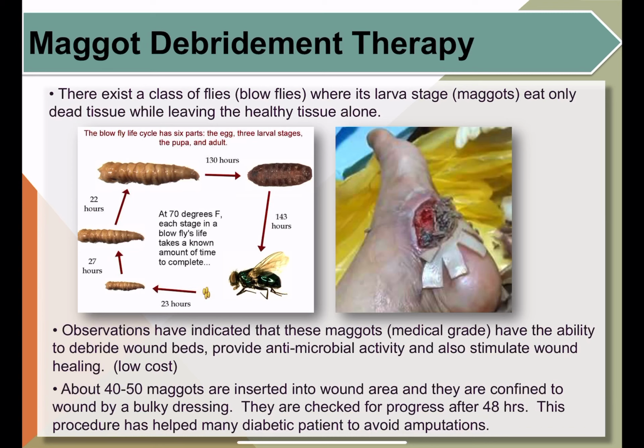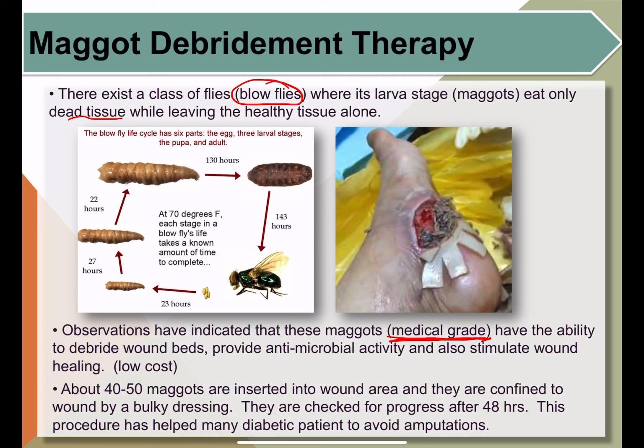So there exists a class of flies called blowflies, where at the larval stage, as maggots, they will eat only dead tissue while leaving the healthy tissue completely alone. Now, this particular medical procedure called maggot debridement therapy is not just you going out, harvesting some blowflies and putting their maggots into a patient's wound. There are medical grade maggots that clinics can purchase, because these medical grade ones are for sure clean. You don't want to be putting dirty maggots into an infected wound and make it even worse.